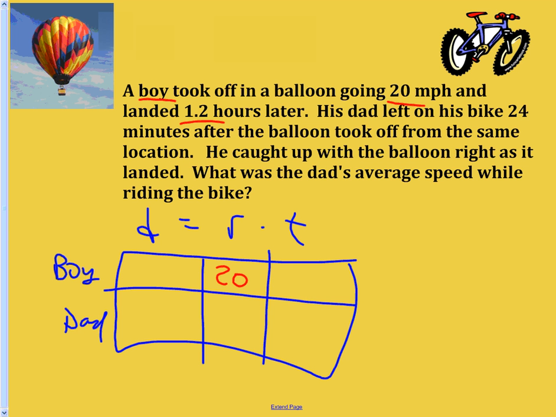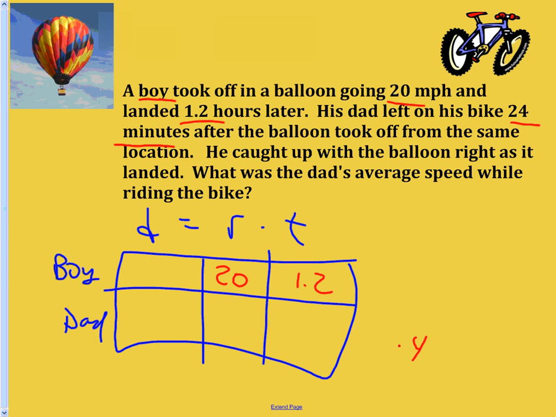That's a time, 1.2. And then his dad left on the bike 24 minutes later, and it'd be really easy to just think you write 24, but you got to change minutes into hours, and so 24 out of 60, when you actually divide that, you get 24 out of 60 ends up being 0.4. That's the reason I had the 4 in my head. So the difference between these two is 0.4.